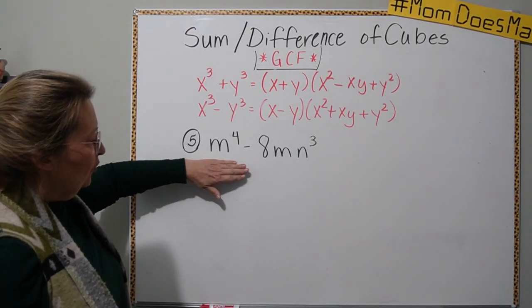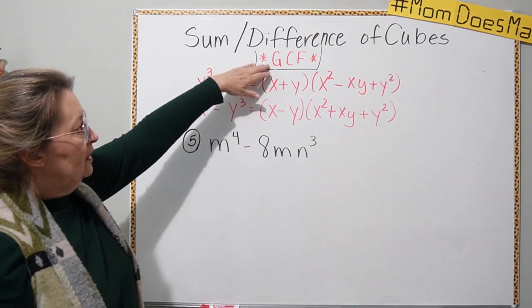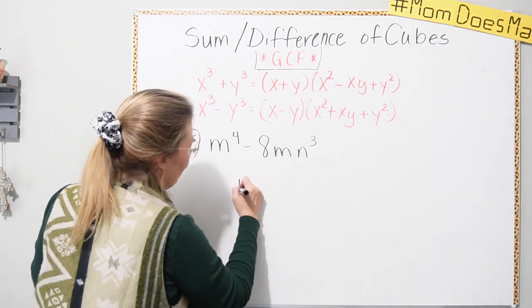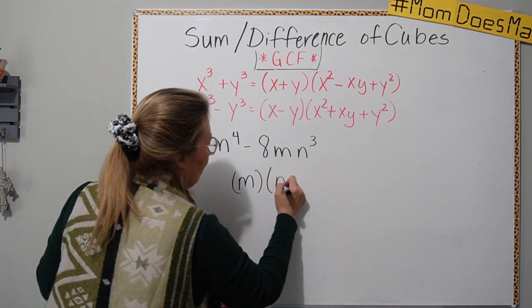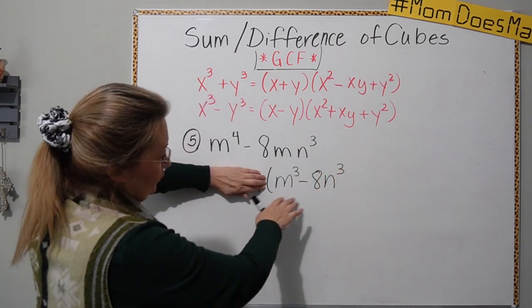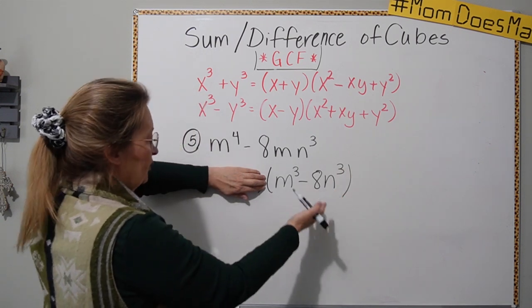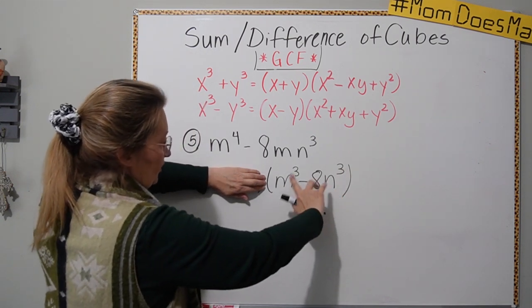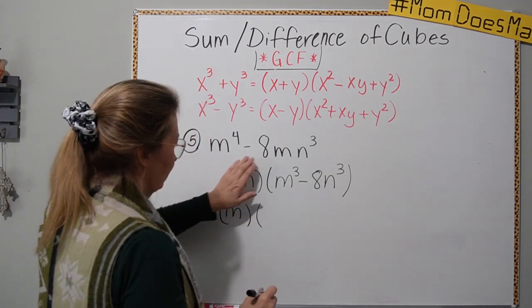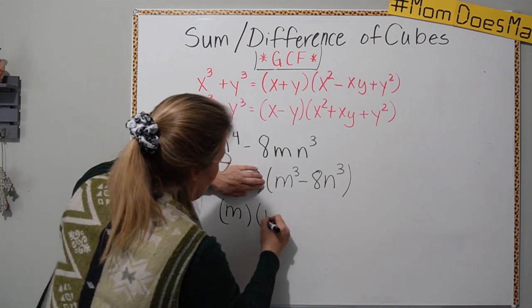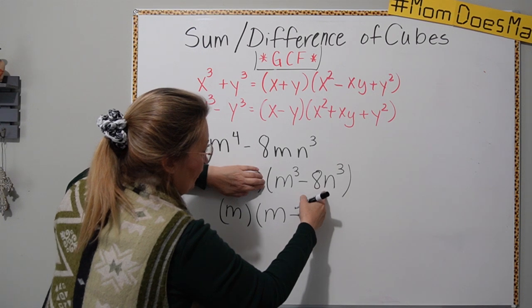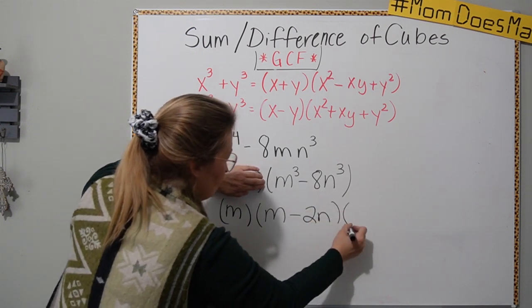Okay, number 5, m to the 4th minus 8mn cubed. Let's get the greatest common factor out first. There's an m in both of them. So if I divide that out or undistribute it, that's going to leave me with m to the 3rd minus 8n to the 3rd. Now, do you have a difference of two cubes? Yes, you do. 8 is a perfect cube, and both your m and your n have a cube for an exponent. So to apply the formula, I want to take the cube root of this, which is m. Since this is a difference, I'm using this bottom formula. Minus, all right, the cube root of this is 2n.